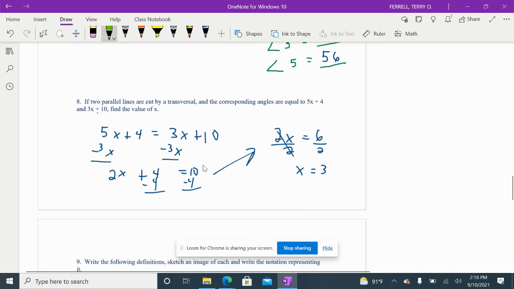Number 8, if two parallel lines are cut by a transversal and the corresponding angles are equal, to blah and blah, find the value of x. Note, if it says corresponding angles, I know they're equal. I don't even need to draw it. You can, but you don't have to. But if it says corresponding angles, just set them equal to each other and solve. That's it, I think.